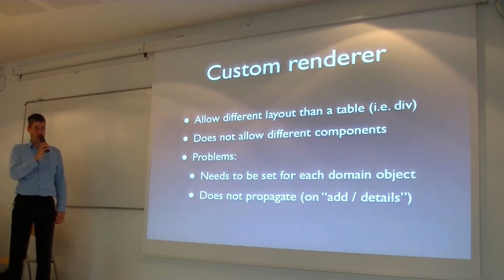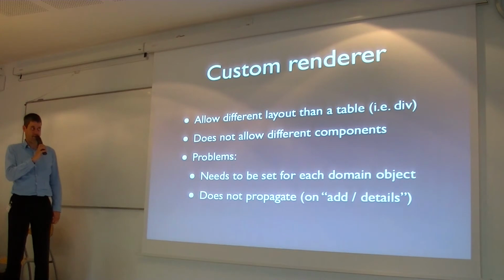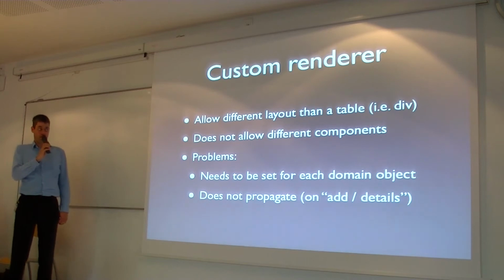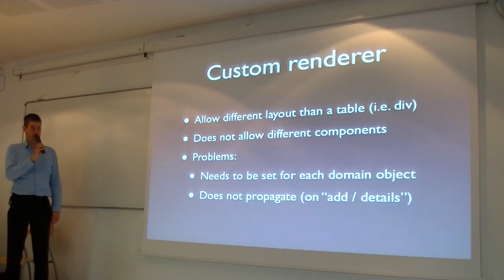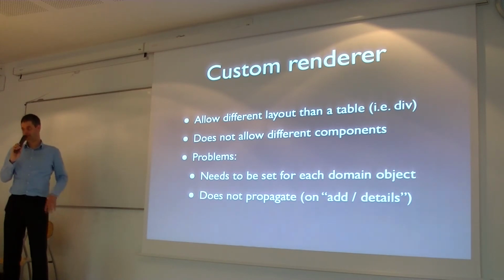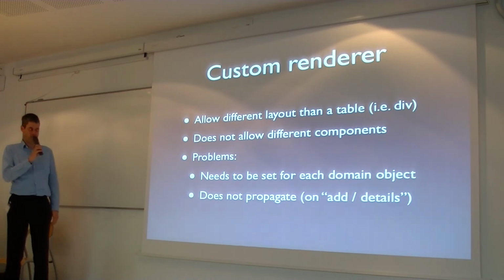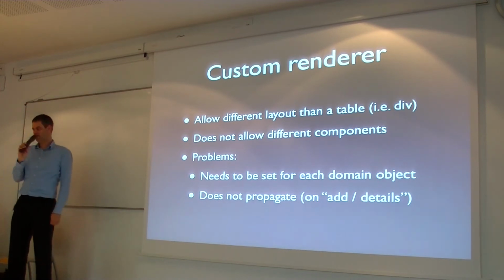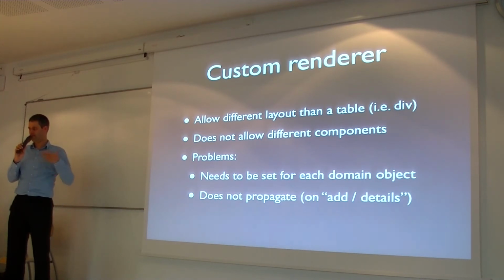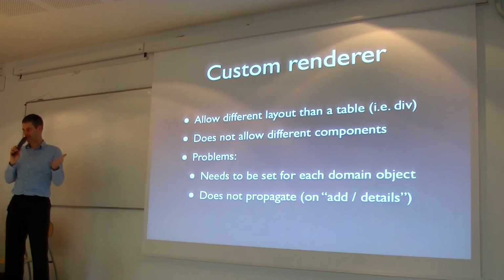And the custom renderer is quite powerful and quite easy to use. It allows a different layout than a table. It does not allow for different components, and it has as a drawback that it needs to be set for each domain object. Okay, you can set it in the root, but still. And it does not propagate, and I haven't found a solution for that yet. What I mean with that is that you have a report saying, okay, I want to use this layout renderer, and then when I press the add button to add an instance in that report, it uses the old renderer again.